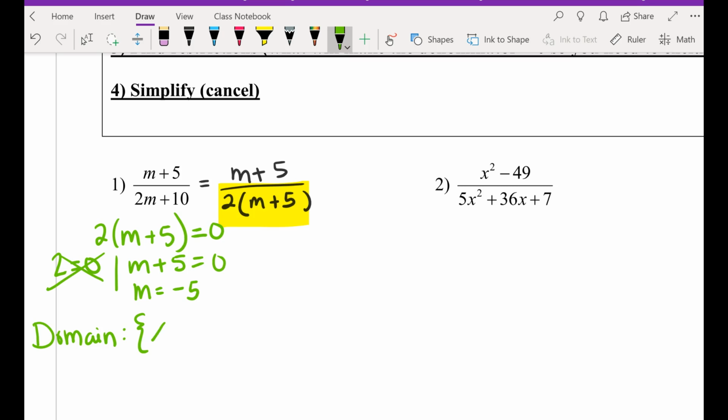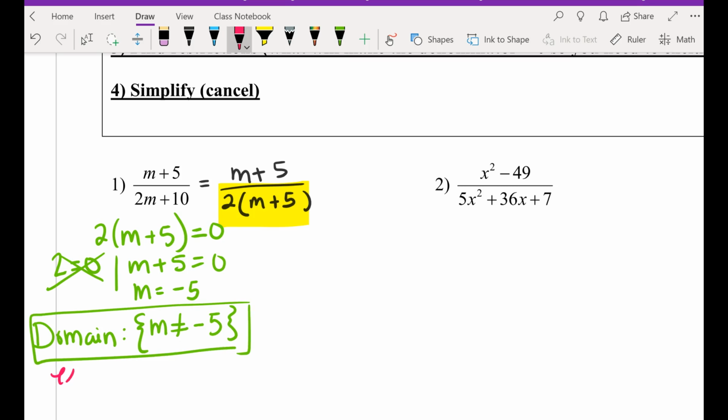That's right. So we write it like this: m cannot be negative 5. And that's what they mean by state the restriction. This is what they call the exclusion. So when they say state the restrictions or state the exclusion, it means the same thing. You tell me what the m or x or v, whatever variable we're using, cannot be.